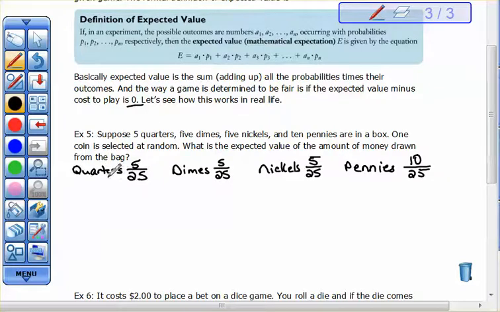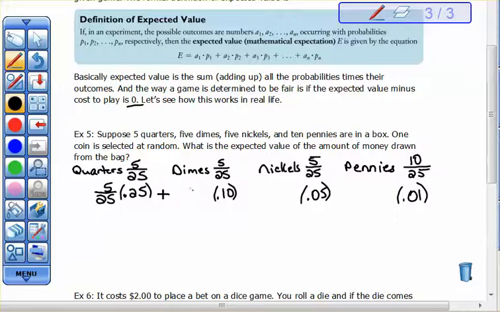Now we also need to talk about our outcomes. If we pull a quarter out of that box, then we get 25 cents. If we pull a dime out, then we get 10 cents. If we pull out a nickel, we get 5 cents. And if we pull out a penny, we get 1 cent. So I would need to take all of my probabilities and multiply them times the outcome. So 5 out of 25 times 0.25 would be for the quarters, plus 5 out of 25 times 0.10 for the dimes, plus 5 out of 25 times 0.05 for the nickels, plus 10 out of 25 times 0.01 for the pennies.